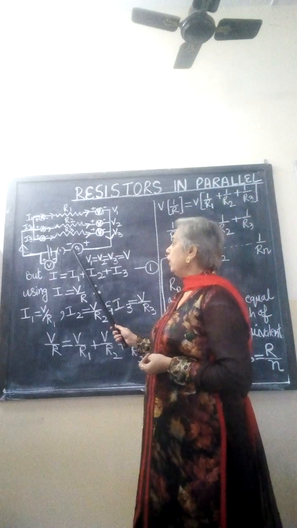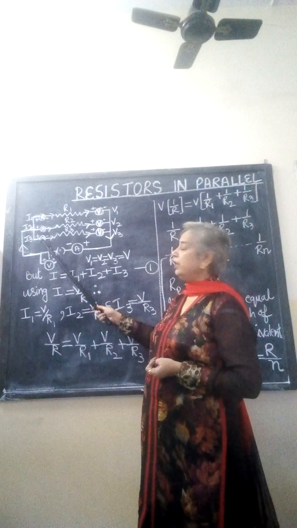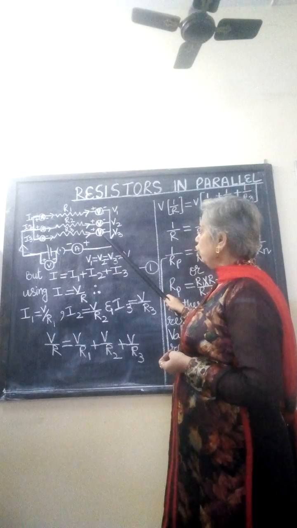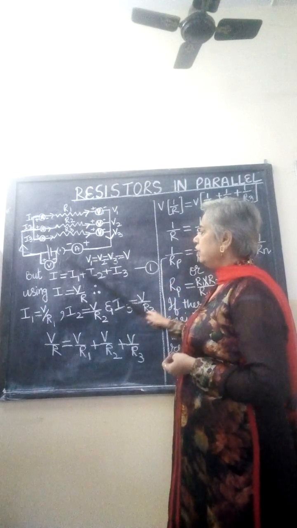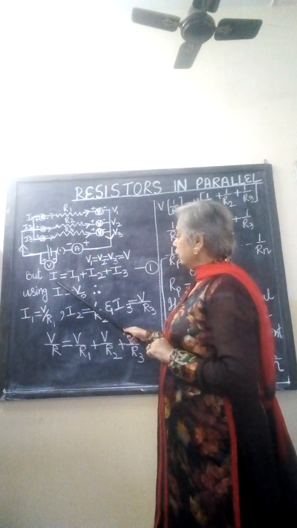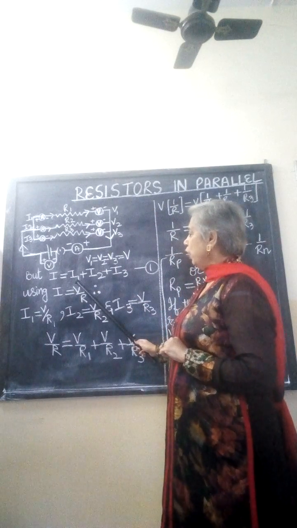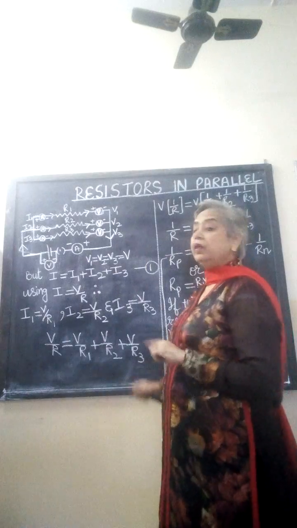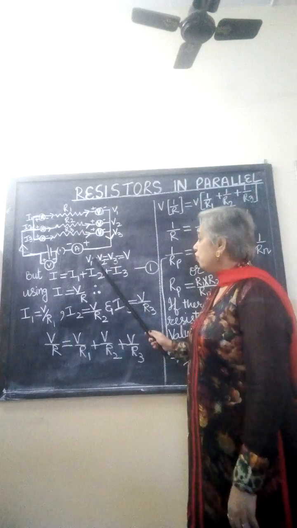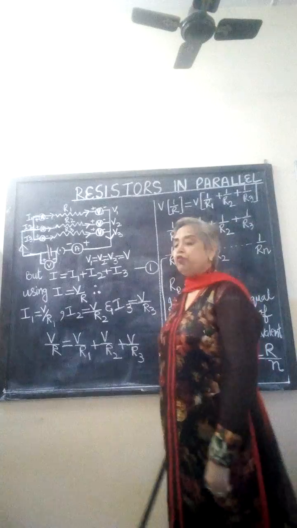Now you see that the current reading here is different in these ammeters, right? But you see that these voltmeters show the same voltage as shown by this voltmeter. So you can say that the current flowing through the resistors is I equal to I1 plus I2 plus I3, but all resistors are working on the same voltage, that is V1 is equal to V2 is equal to V3 and in turn equal to V.